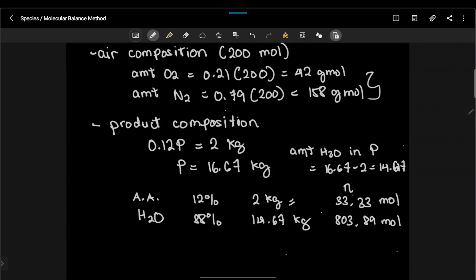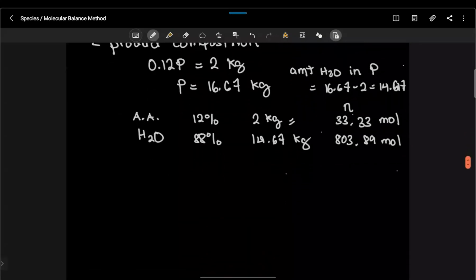Now, wala na. Tapos na tayo sa air composition. Tapos na tayo sa product composition. The rest will be unknown already. So, you have to proceed now to species balance. Okay.